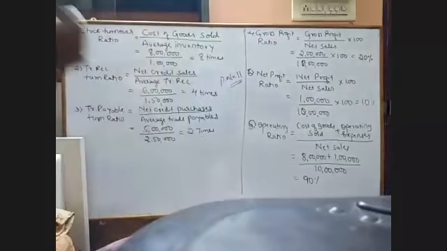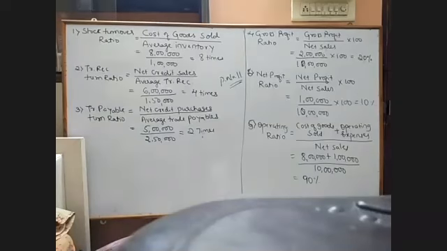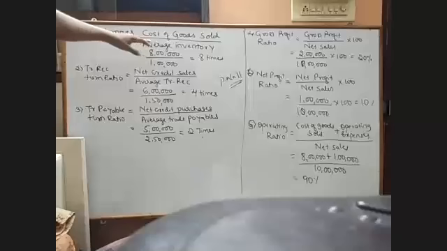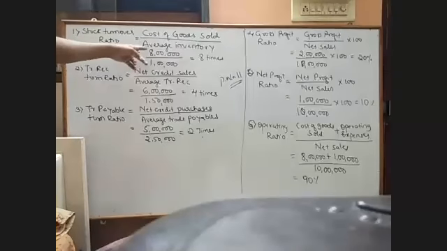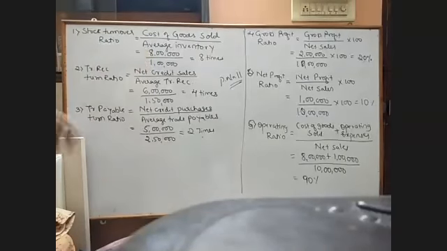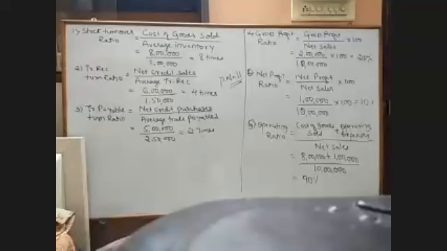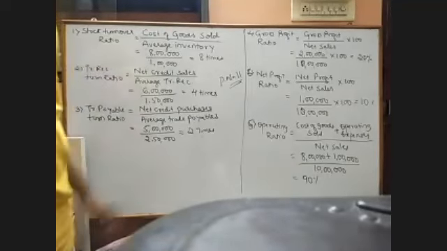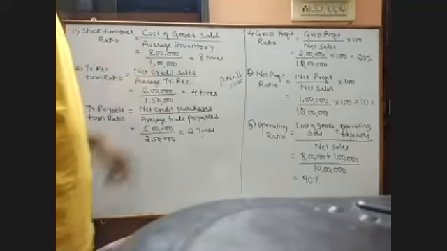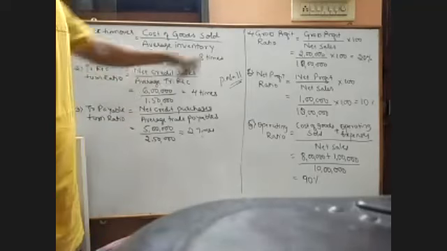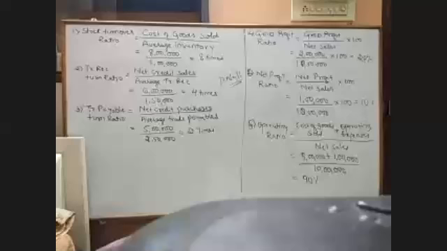Okay, once again, let me explain. Stock turnover ratio is equal to cost of goods sold divided by average inventory. Cost of goods sold is not given in the problem, so we applied the formula net sales minus gross profit. Net sales is 10 lakh minus gross profit 2 lakh, we get 8 lakh as cost of goods sold, divided by average inventory, which is 1 lakh. That is already given in the problem. So the answer is 8 times.